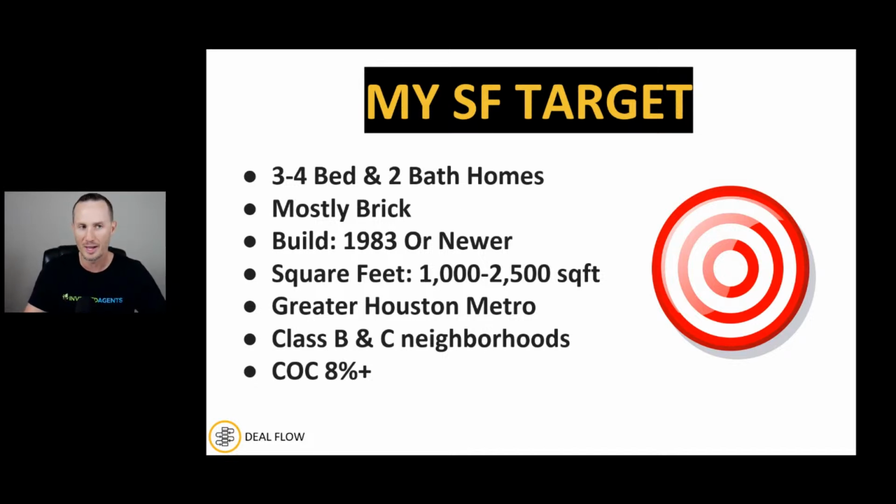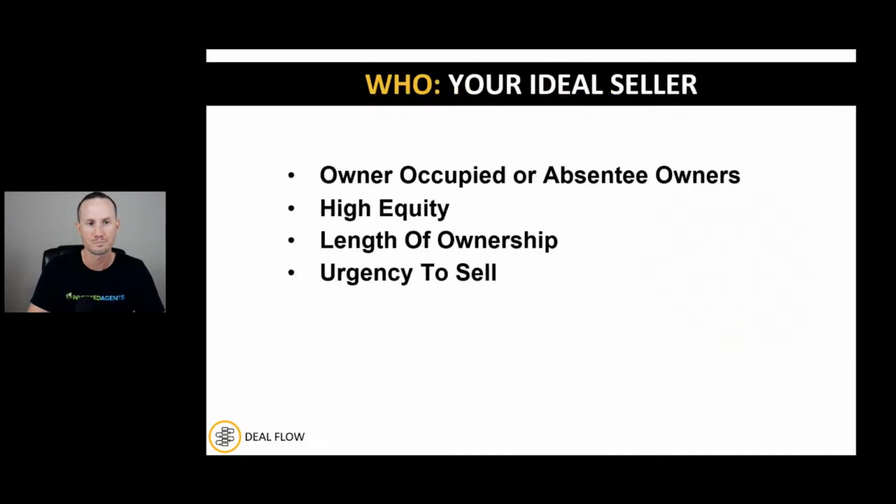Square footage between 1,000 and 2,500 square feet. And that's mainly just because those are better renters. You get a better rent to price ratio. Greater Houston metro area, class B and C neighborhoods with a cash on cash return of 8+%. Throughout most of my investing career, the cash on cash return has been like near infinity because I've had almost no money in the deal. Then a little bit different situation now. So 8+% cash on cash return.